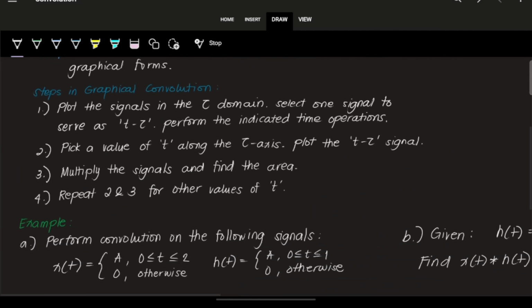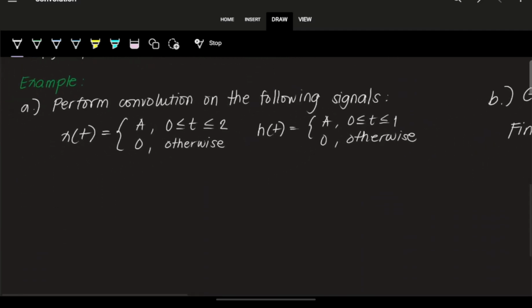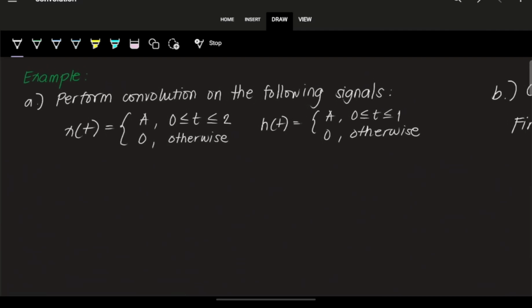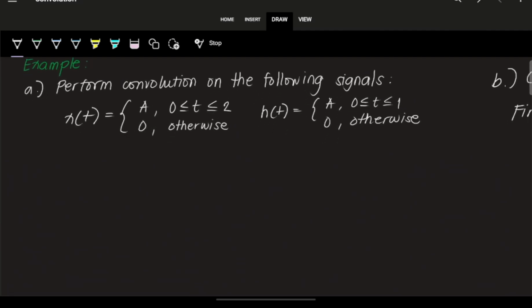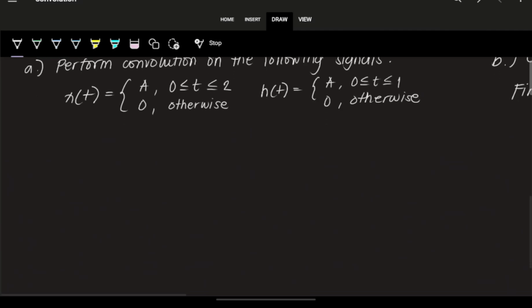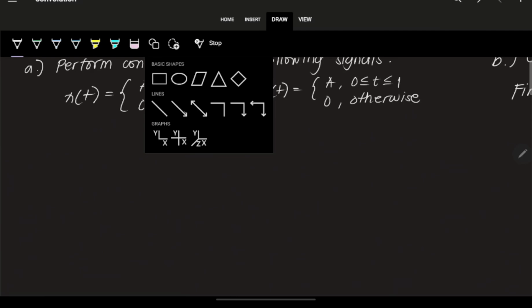So how do we perform these steps in graphical convolution? We have here some examples. Let's perform the convolution on the following integrals. We have piecewise functions for this case. The first signal x of t is equal to a when t is between 0 and 2, and 0 otherwise. Then our second signal h of t is a between 0 and 1 and 0 otherwise. So let's try to graph muna these functions.